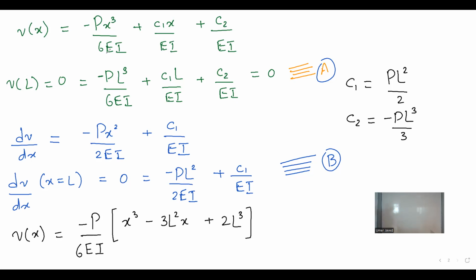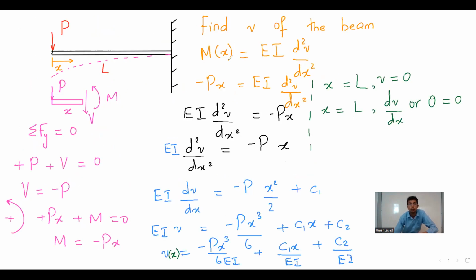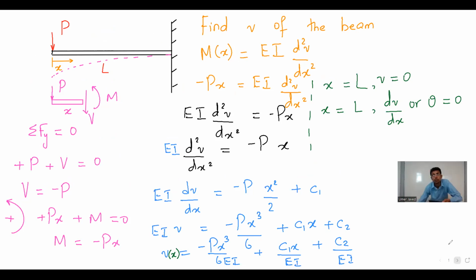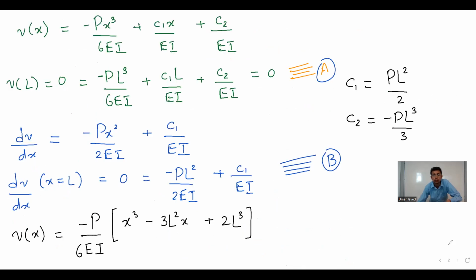Instead of C1, substitute PL square over 2, and instead of C2, substitute minus PL cube over 3. Is it clear? So what is the step that you will remember? At least for this question, you start from here. Cram it, memorize it, whatever. And remember, V is the deflection. And the 4-5 more formulas that I showed you, you can also use them. But as of now, I think it's very easy. M equal to EI d square V by dx square, and you continue.